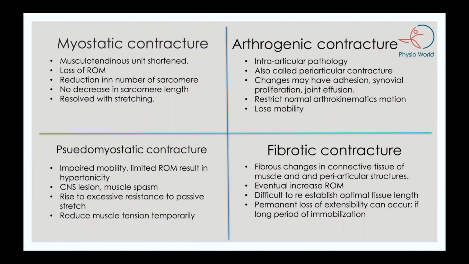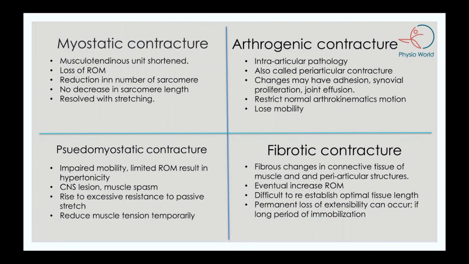Myostatic contracture refers to the reduction of the number of sarcomeres. Now, what are sarcomeres? Sarcomeres are the basic contractile unit of a muscle fiber. These are basically the fibers that help a muscle shorten. If they decrease in size, the muscle length will also decrease and therefore cause a contracture. However, myostatic contracture is resolved with a little bit of passive and active stretching.